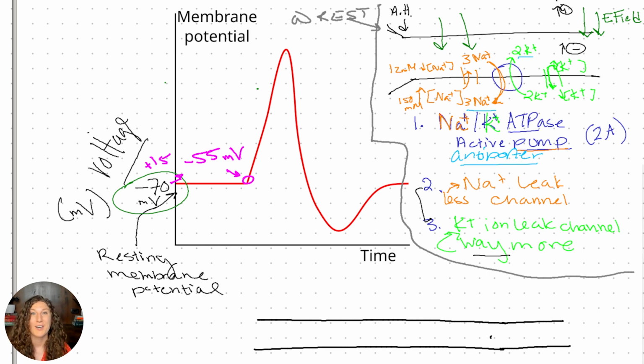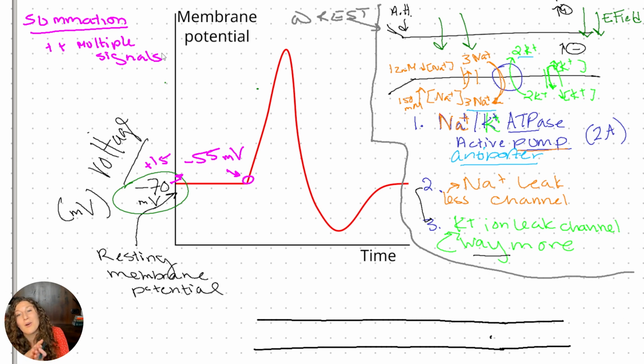Now we can have what's called summation, which is where we add together multiple signals to reach -55. And again, these are depolarizing signals. So when we say depolarizing, we mean getting closer to zero or more positive, so a more positive influx of ions. So if we have these signals that result in us getting more positive ions into the cell, we can add those together sometimes to reach that -55 and start our action potential.